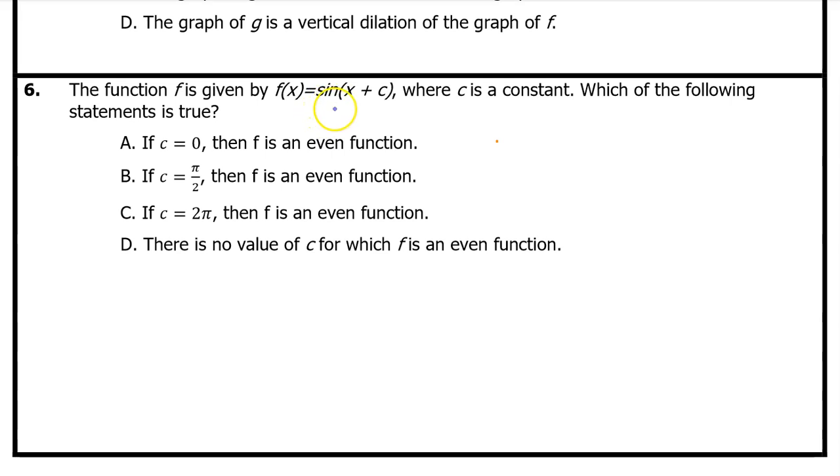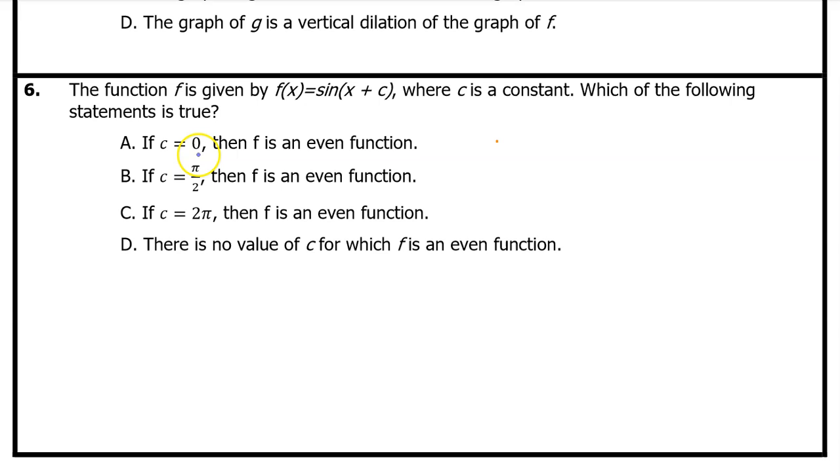This question is about the sine of x plus c, a horizontal translation or phase shift of the sine function, c units to the left, always the opposite of what you see. More specifically, the question is asking what kind of phase shift would it take to turn the sine function into an even function.